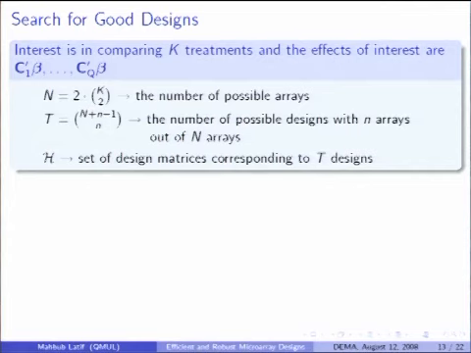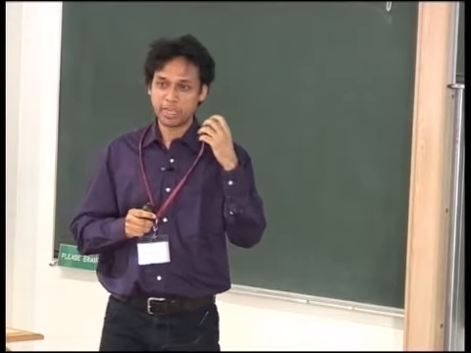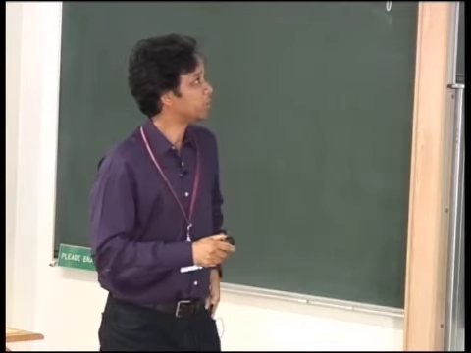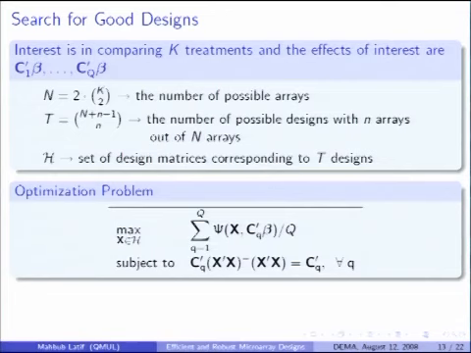So in total I could have n possible arrays, and I am interested in small designs with small n arrays. The possible number of designs with small n arrays could be T, and I define a set A, which is the set of design matrices corresponding to these T designs.